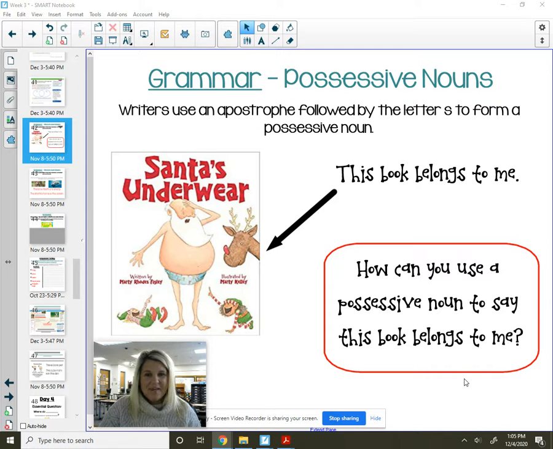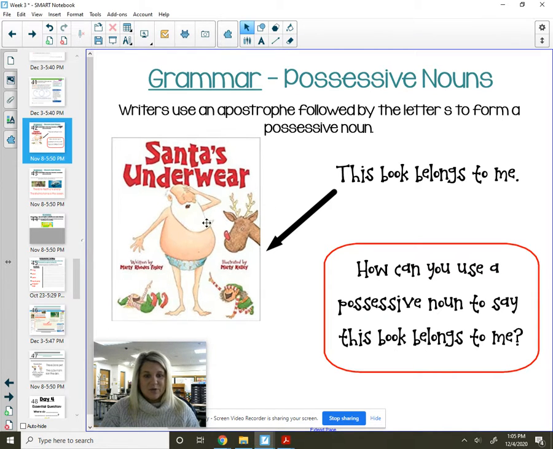Hi friends, happy Thursday. Today, before we start writing, we are going to be talking about possessive nouns. Now, we've been talking about this for a few days this week, so remember, a possessive noun is when writers use an apostrophe followed by the letter S to form a possessive noun.